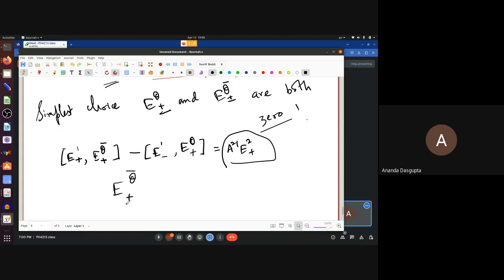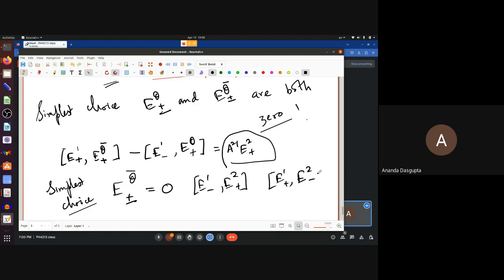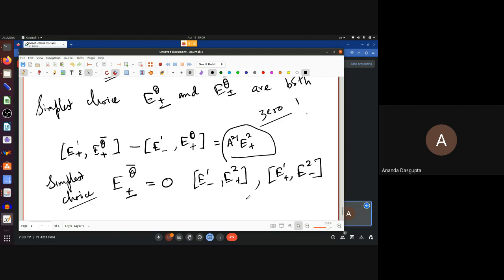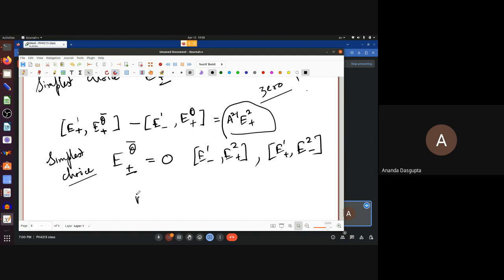So the best you can do is make one of them 0. You can make the simplest choice. Both 0 would have sounded very nice, but it's not possible. So make this 0, which means basically E1 minus commutes with E2 plus, and E1 plus commutes with E2 minus. But if you do that, then E theta plus minus will have to be given the status of independent generators. So how many generators do you have now?